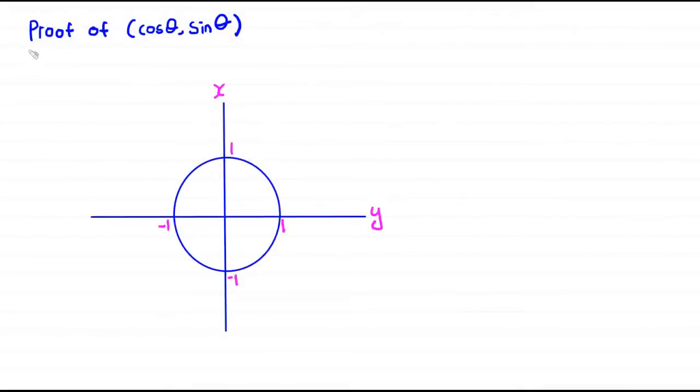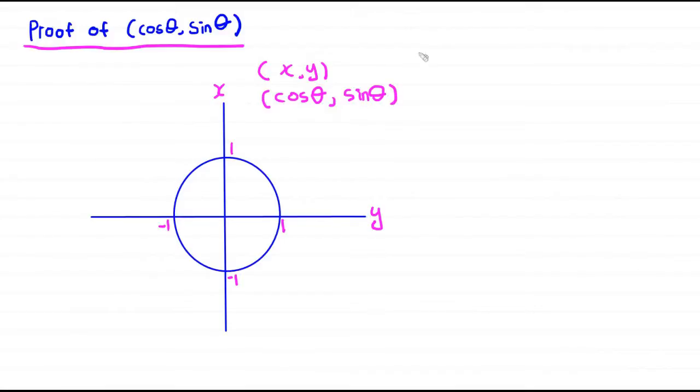So in this video, I'm going to talk about the proof of cosine theta and sine theta. In the usual coordinate system, we write the coordinates as the x-axis and y-axis. But in the trigonometric function, we define x as cosine theta and y as sine theta. And I'm going to prove it.